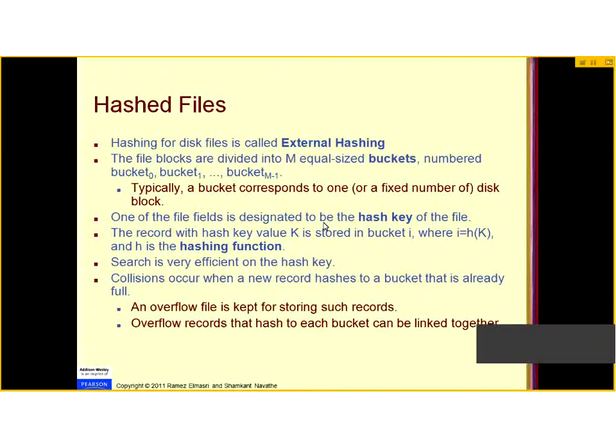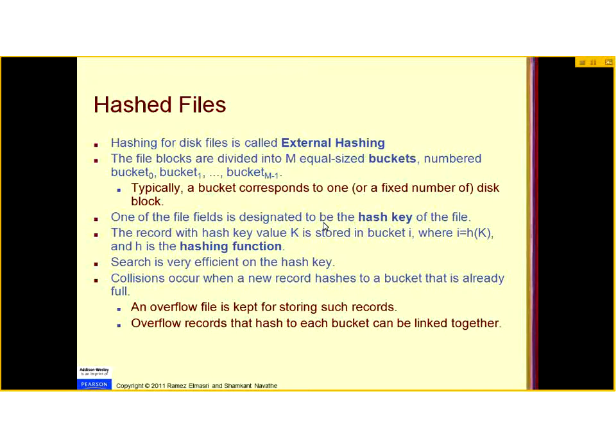One of the file fields is designated to be the hash key. You have different attributes associated with the files, and you keep them in the form of fields. One of the fields you designate as the hash key of the file. The record with the hash key value k is stored in bucket i, where i is obtained by applying the hash function h on that value k.